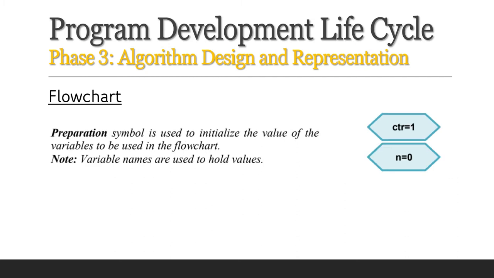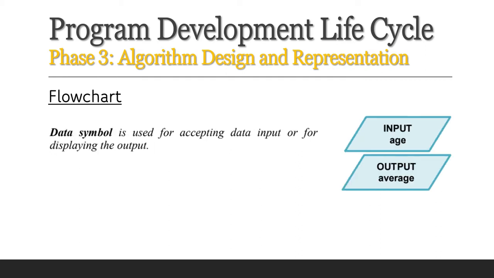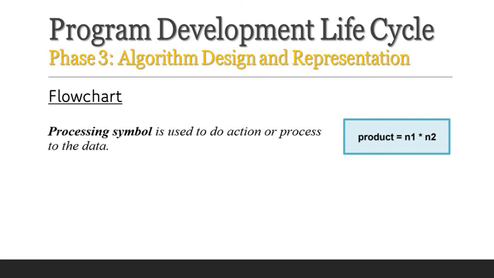Another is the preparation symbol that is used to initialize values to your variables. Another is the data symbol. This is used for accepting data input or for displaying the output. We should indicate whether the data symbol is used for input or for output. The processing symbol is used for our arithmetic processes.